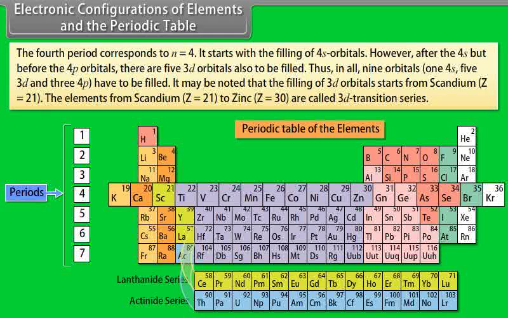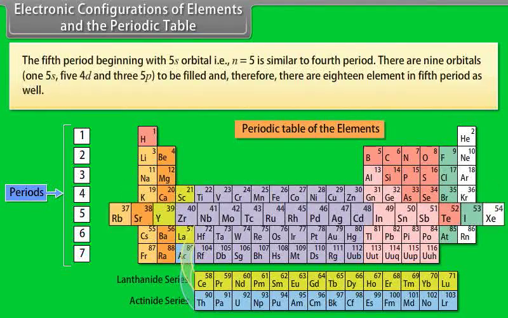3d transition series. The fifth period, beginning with the 5s orbital, that is, n equals 5, is similar to the fourth period. There are 9 orbitals, 1 5s, 5 4d and 3 5p, to be filled, and therefore there are 18 elements in the fifth period as well.